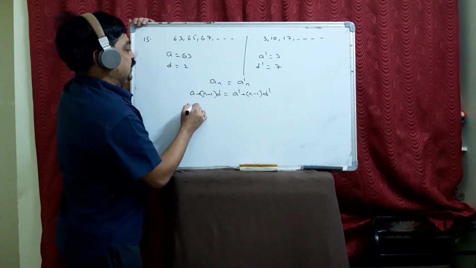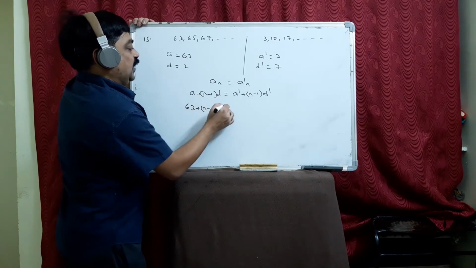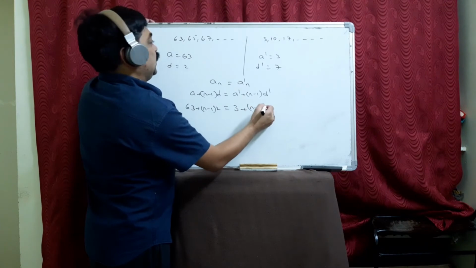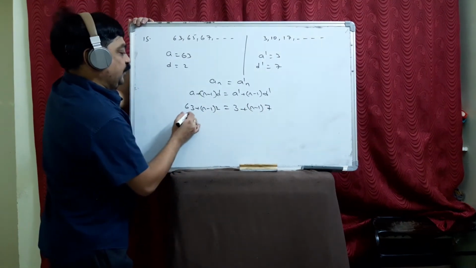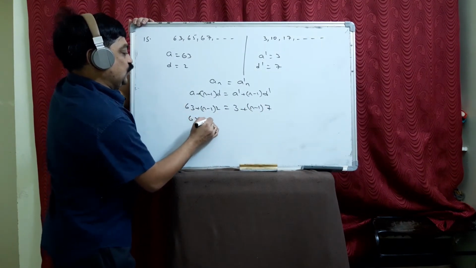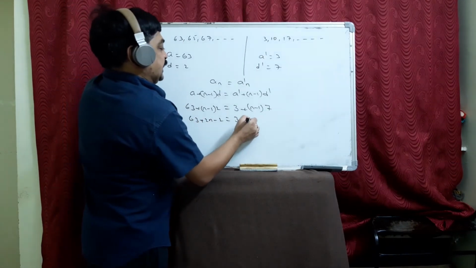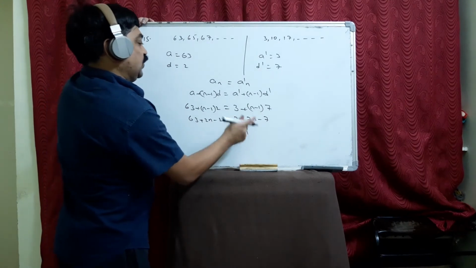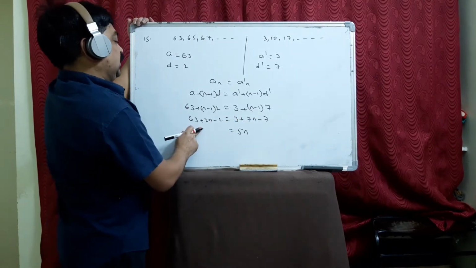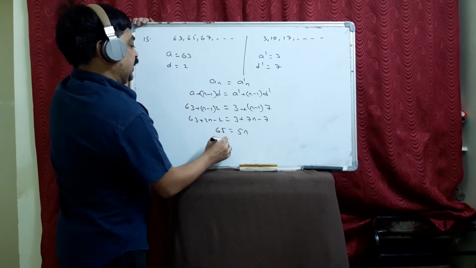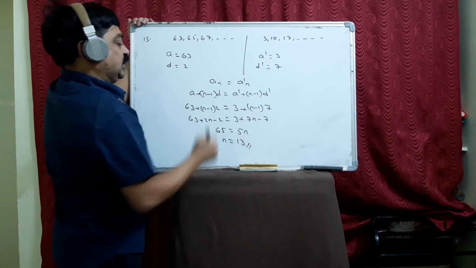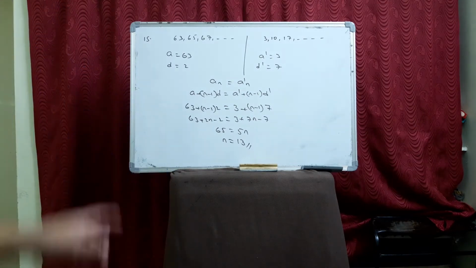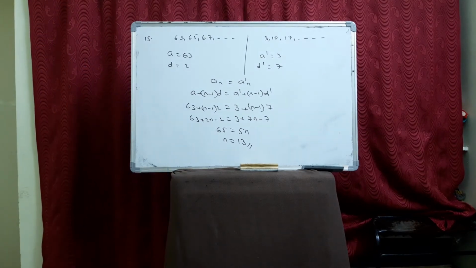So A is 63 plus n minus 1 into 2, and 3 plus n minus 1 into 7. Let us multiply: 63 plus 2n minus 2, and 3 plus 7n minus 7. 5n is equal to, this is minus 4, 61, this is 65. n equal to 13. Right? So at this value of n, those two terms are equal.